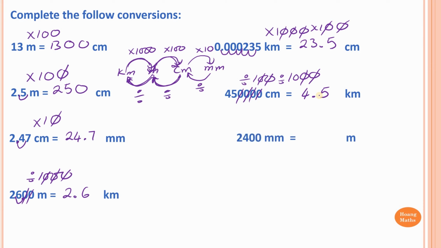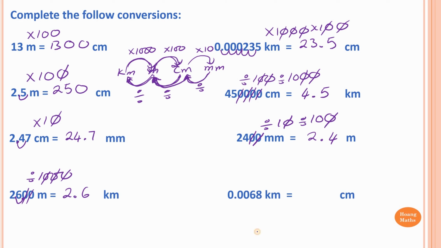Second last one, 2,400 millimeters to meters. From millimeters to meters, you divide by 10 to go to centimeters, and then from centimeters back to meters, you divide by 100. Just follow the chart. But if you know 1 meter is 1,000 millimeters, you can just divide by 1,000 straight away, and you don't need the chart. This 0, you cancel with this, and this 0 with this. So 24 divided by 10 is 2.4. Last one.